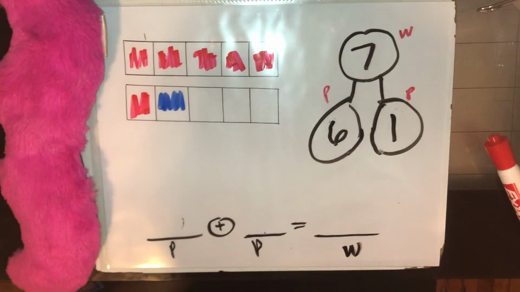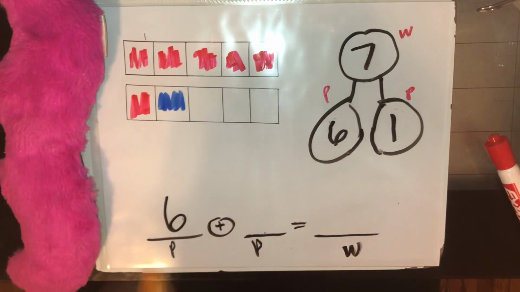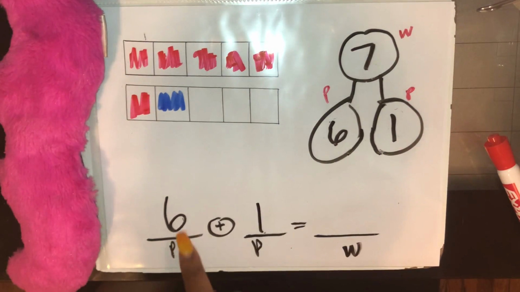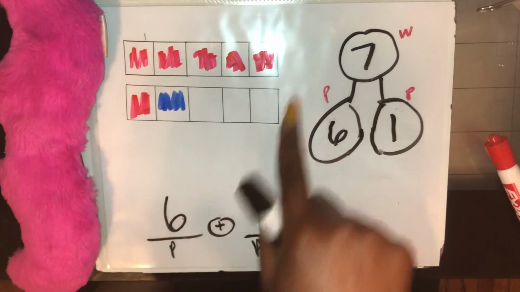Our number bond and our equation to help us. So how many do we have that are red? We have 6 that are red. And how many do we have that are blue? Yep, we have 1 that is blue. So we have 6 that are red and 1 that is blue. How many do we have all together?